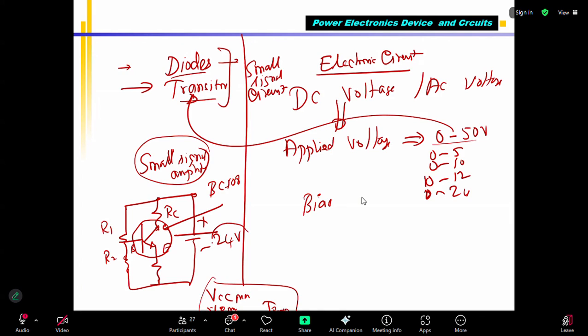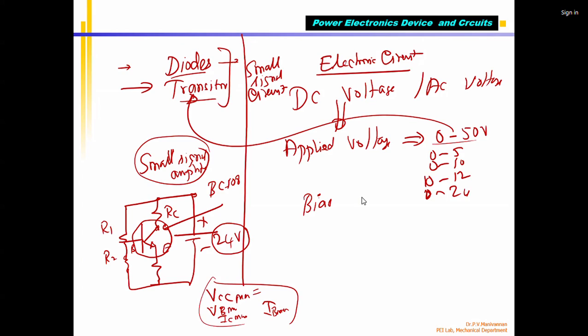See, my battery voltage is 24 volts. What should be VCC max? 5 volt, sir. 5 volt, yes. Okay, VCC max 5 volt. Who said 5 volt? Prem. Prem, if you give 5 volts, what will happen to your transistor?